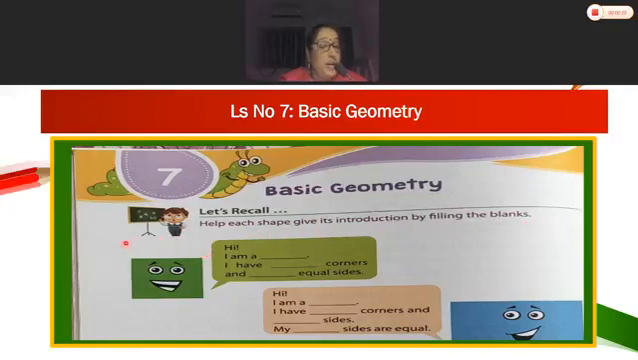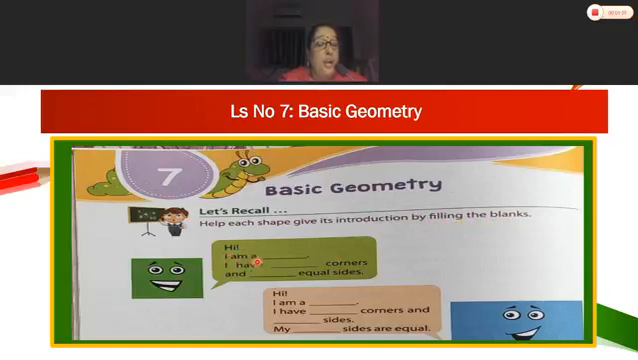We have learned square. Then tell me some other basic shapes. That is rectangle. Very good. More shapes, tell children. Triangle. More shapes. Wow, triangle, yes. Then circle. Very good. Now can you name some more? Yes, oval shape. So today we will learn the basic shapes. Let's recall. Help each shape give its introduction by filling the blanks.